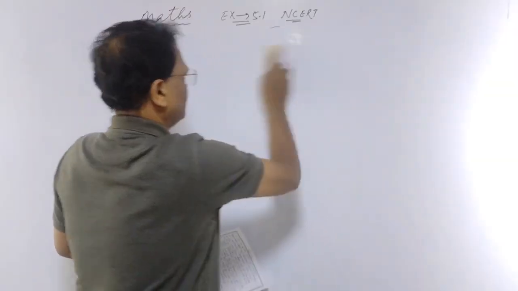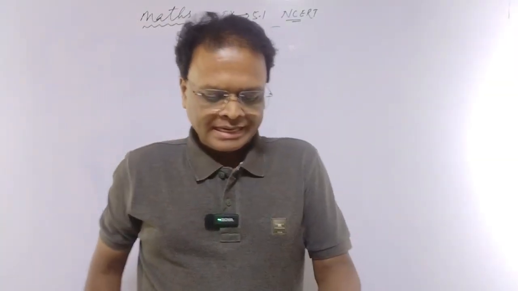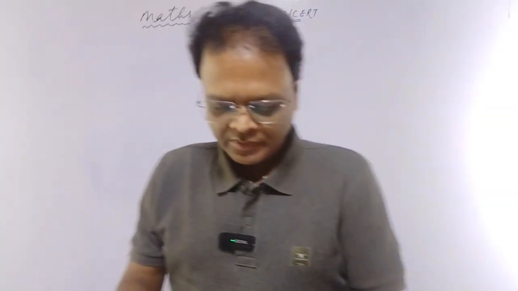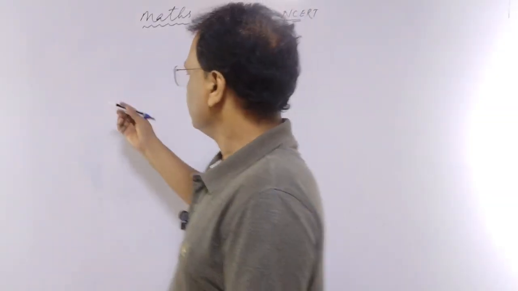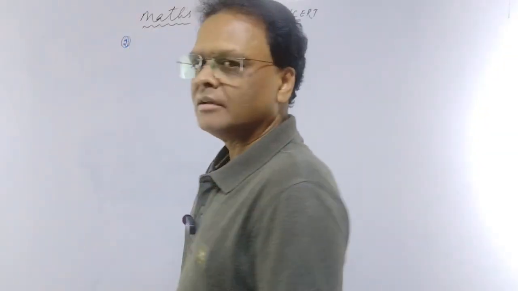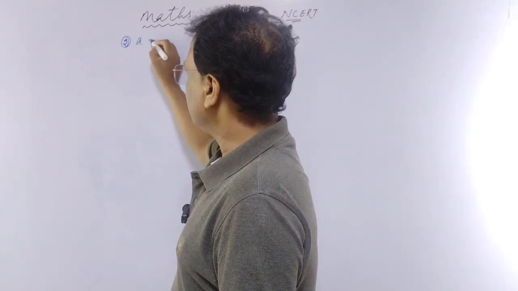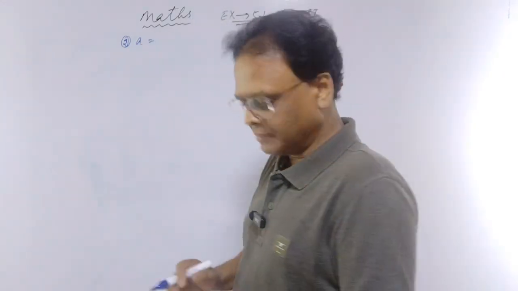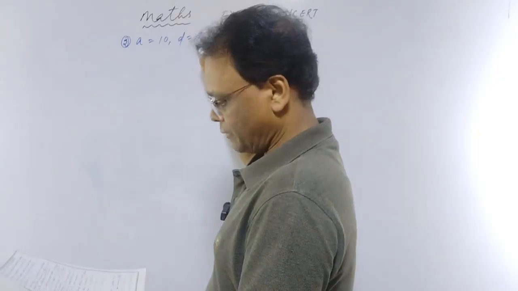The second question is, what is given in the second one? Write the first 4 terms of the AP when the first term A and the common difference D are given. Okay. Question number 2. So in question number 2, what is given? He has given the first term as well as the common difference. As I know, first term we write as A, and the common difference is given, D. D is 10.